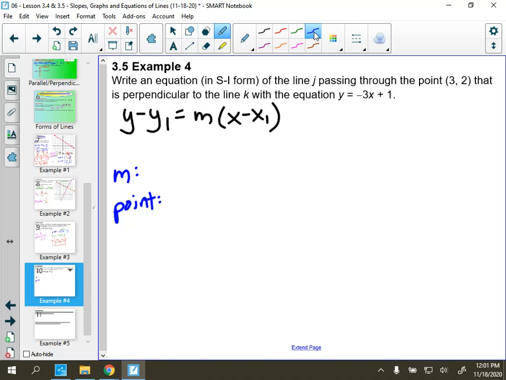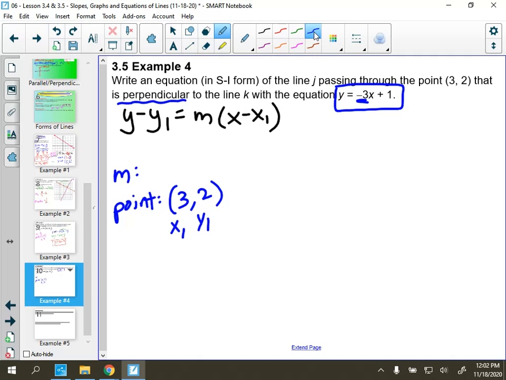So it's telling us our line J passes through this point. Cool. That's one of the two things I need to know. We'll call that x1. We'll call that y1. And just pay attention though, little things: it's now perpendicular to this line. So I don't want to use -3.